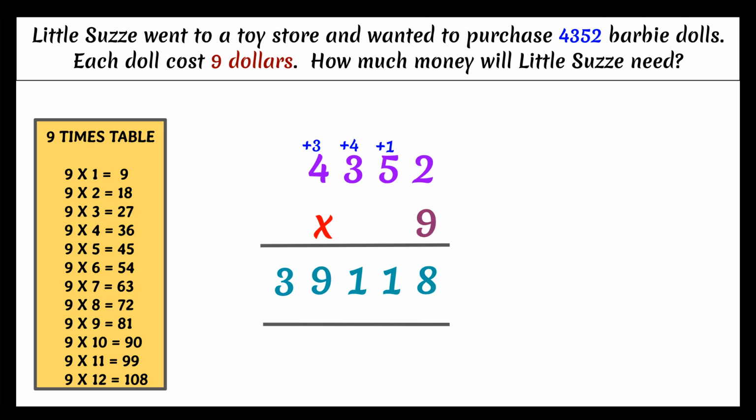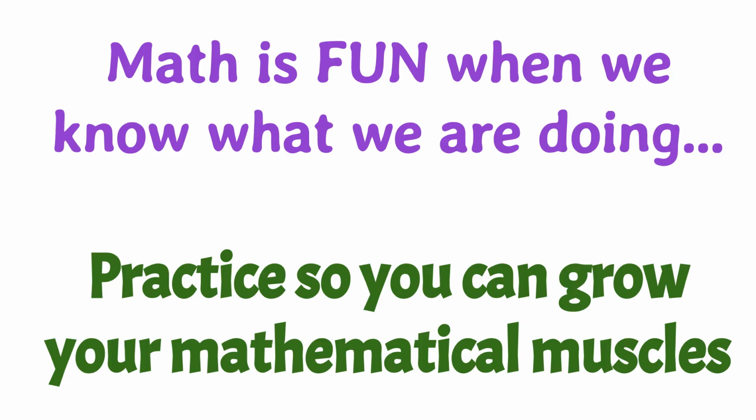It is time to check your answers. Are you ready? Okay, let's go. The total cost for little Susie to purchase 4,352 Barbie dolls at $9 each is $39,168. She will need $39,168. Math is fun when we know what we are doing.